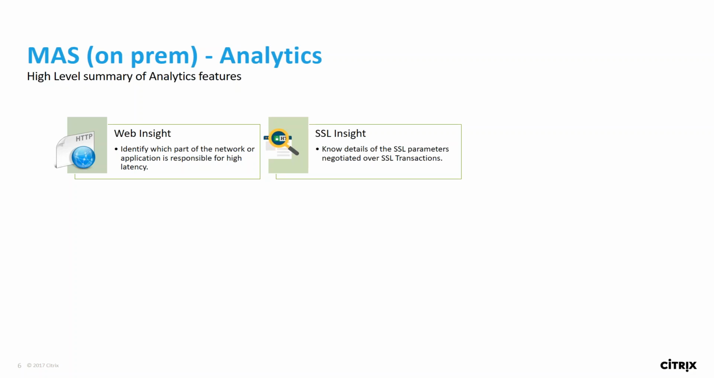Next, let's have a look at SSL Insight. SSL Insight is a relatively new MAS functionality and goes hand in hand with Web Insight. It will help you gain a complete insight into the SSL parameters associated with your HTTP traffic. For example, if you want to see which applications have low-strength ciphers negotiated, or which applications were served over a particular protocol, say SSL v3, you can do that.